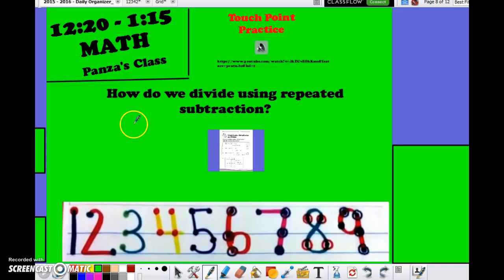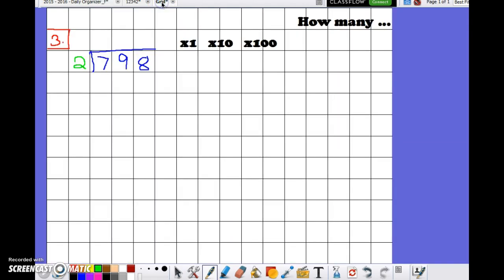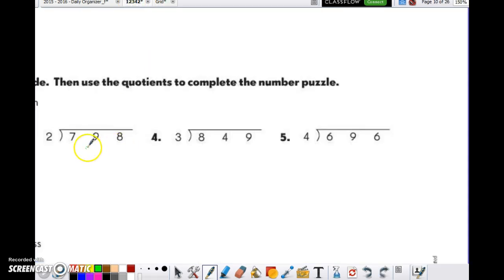Today our focus at this station will be how do we divide using repeated subtraction. This is a method that we've been practicing over the last few days, and I'd like to have some more practice right now with you. So, you'll be looking with grid paper at these problems, starting with 798 divided by 2.